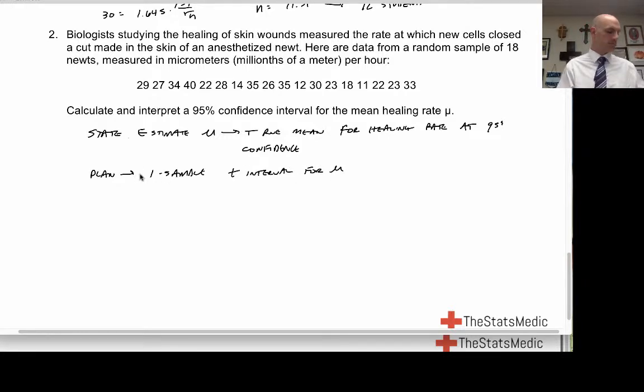Is it random? Meets the first condition. Let's see. Random sample. Yes. So they said random sample right here. Is it meeting the 10% condition? Yes, because our 18 is less than 1/10 of all newts.